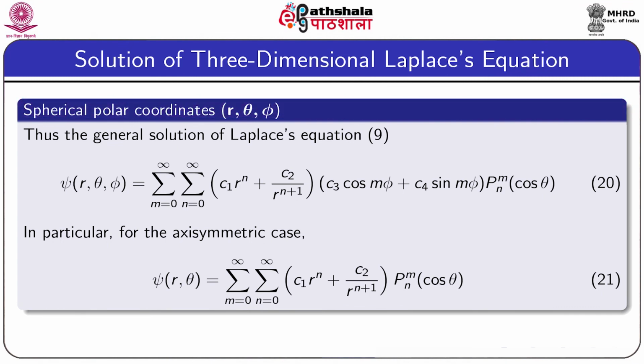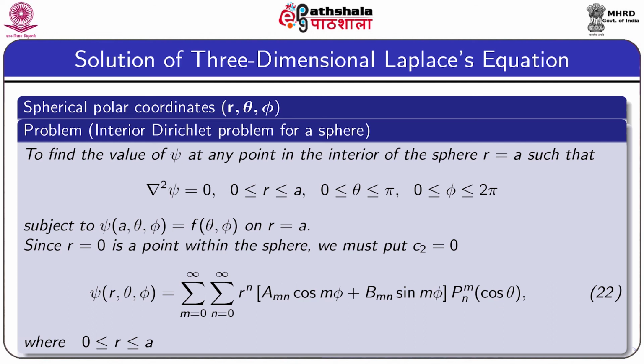Now, if we look at the general solution in spherical polar coordinates, which is written in equation number 20, from this solution we want to derive the solution of this problem which satisfies the given boundary conditions. Since r equals 0 is a point within the sphere, the solution must exist at r equals 0. But if you see the general solution, it does not exist at r equals 0 if C2 is not equal to 0. So, we take C2 equals 0. So, the solution can be written in this form.